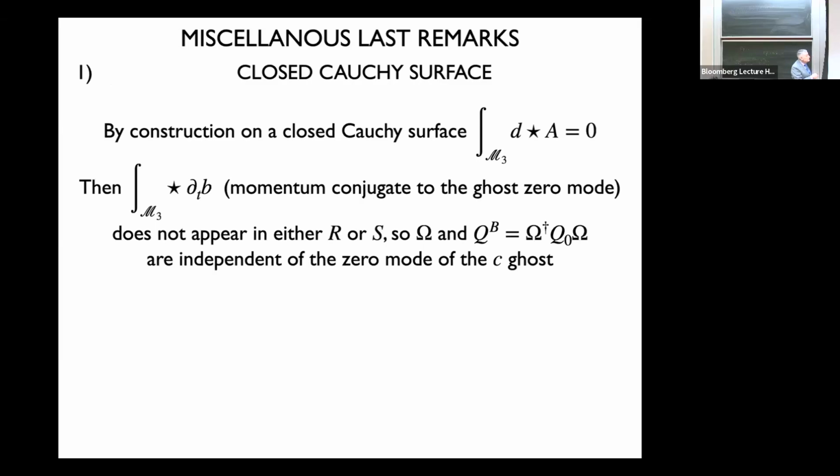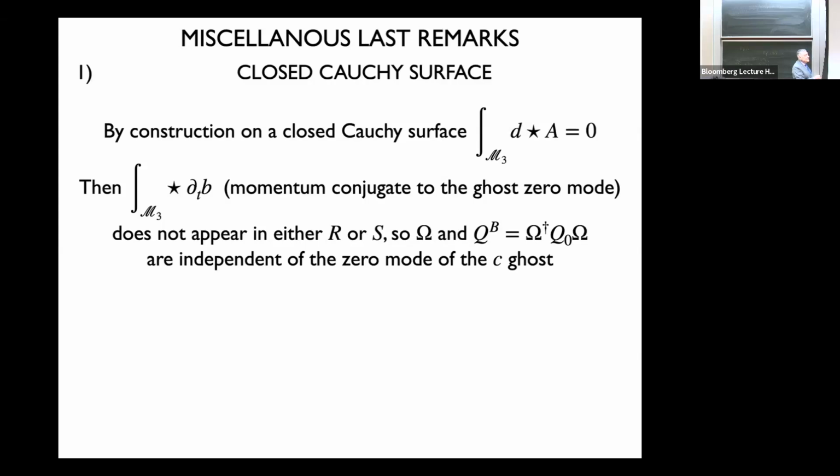We also have another object that vanishes, and it is the momentum conjugated to the ghost zero mode, which is the time derivative of the anti-ghost. So these two objects actually do not appear in the free BRS charge. They do not appear in the anti-BRS charge R, so they don't appear in the anti-commutator. So they don't appear in the counting operator S.